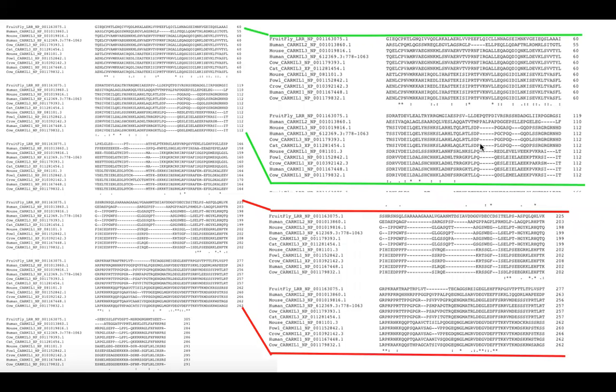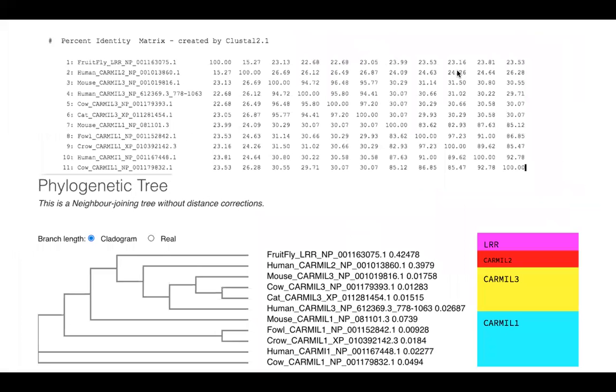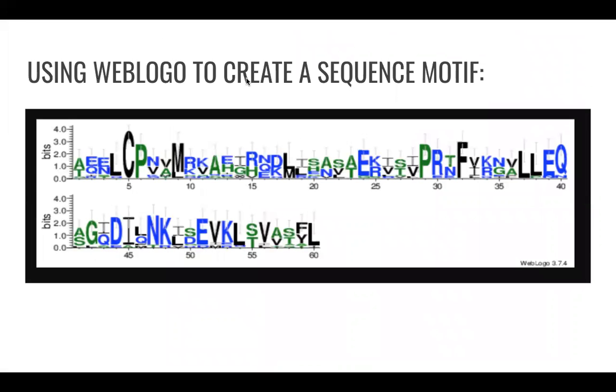Oh yeah, and before I could show you that slide, I took these sequences up here that are in the green bar or below the green bar, and I entered that into WebLogo to create a sequence motif. And yeah, we can see there are some amino acids that really stand out.